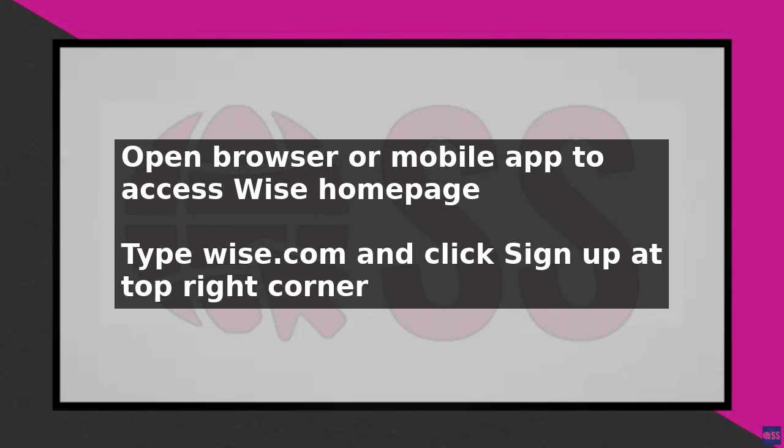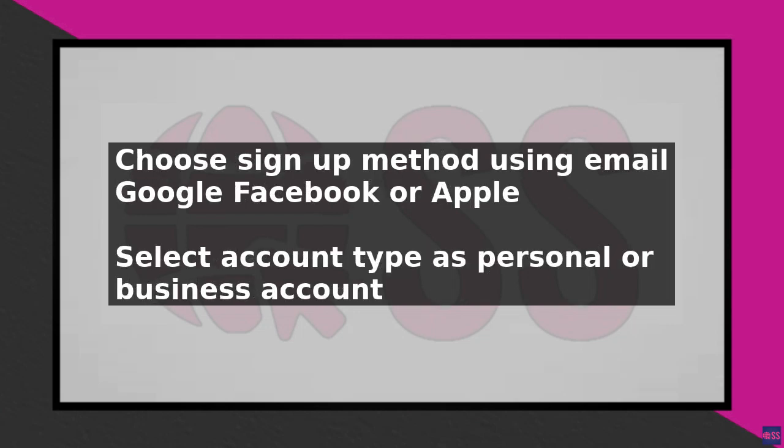To create a Wise account or sign up for Wise, start by opening a browser on your mobile device or desktop, or use the mobile app. Type in wise.com to access the official homepage, where you'll find the Sign Up option at the top right corner of the screen. If you already have an account, you can log in by selecting the Log In option and entering your credentials. However, if you don't have an account, you can create a new one.